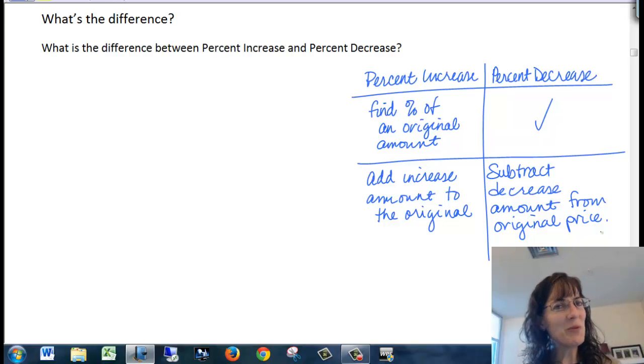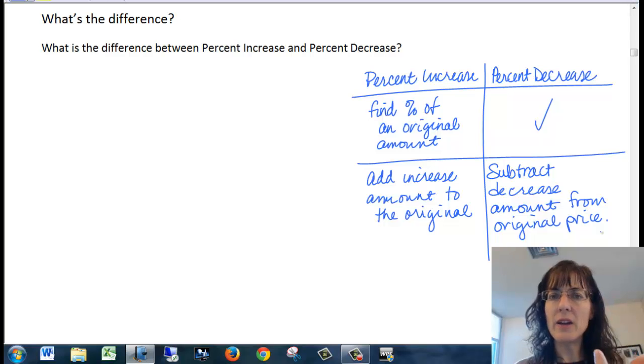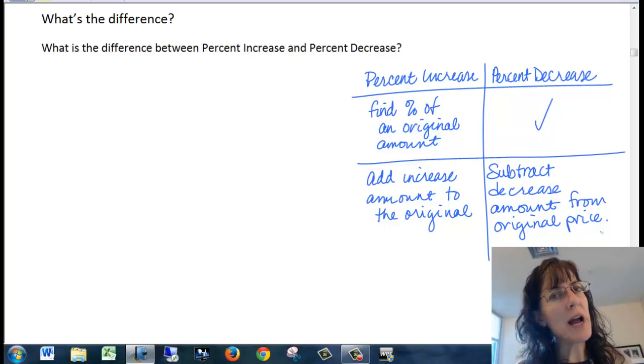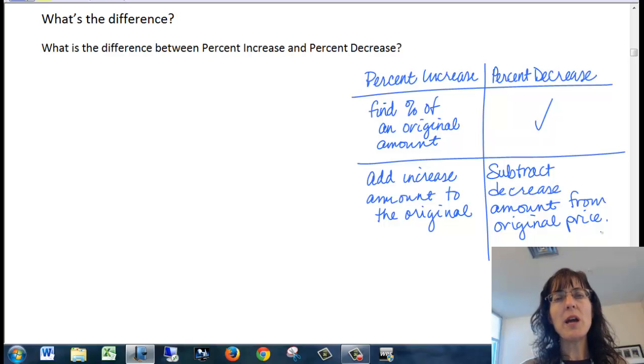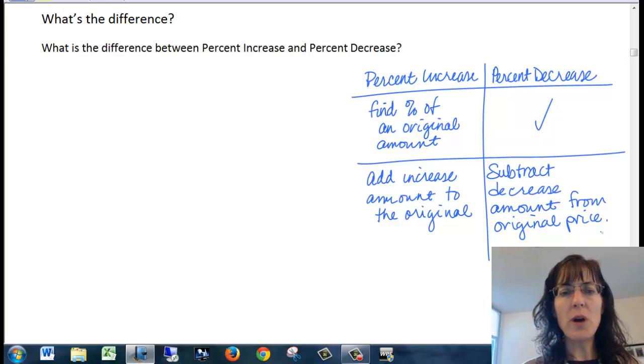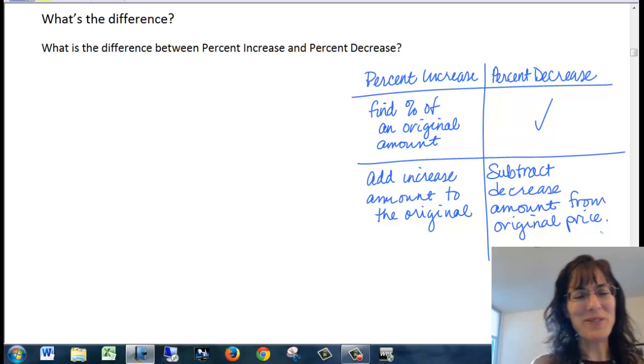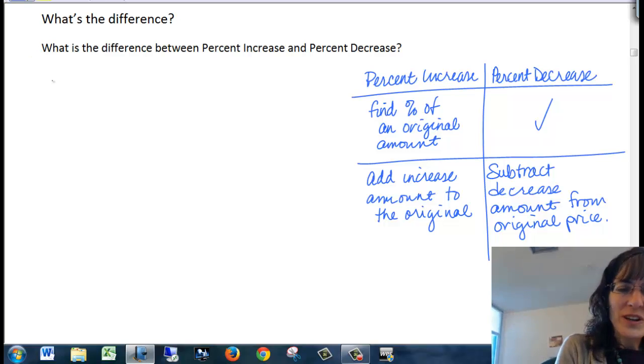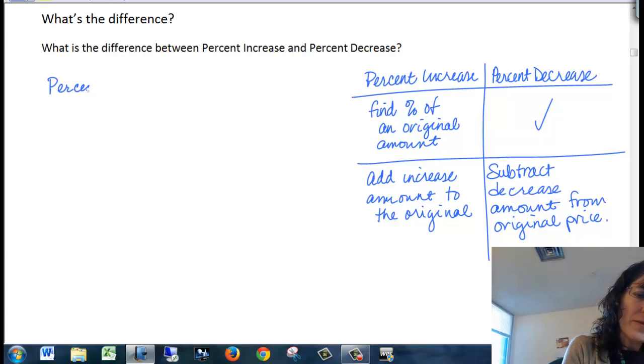So the big difference then that I'm seeing is that for percent increase we add to the original amount, and for percent decrease we subtract from the original amount. And now I want to model for you how you can write that out in a nice beautiful sentence for Mrs. Brown. Okay, so we're going to start off by saying percent, and maybe we'll say percent increase. That might make it a little easier to phrase.